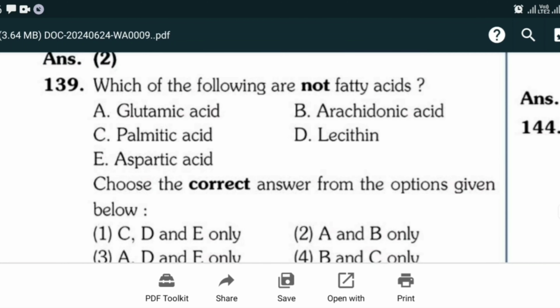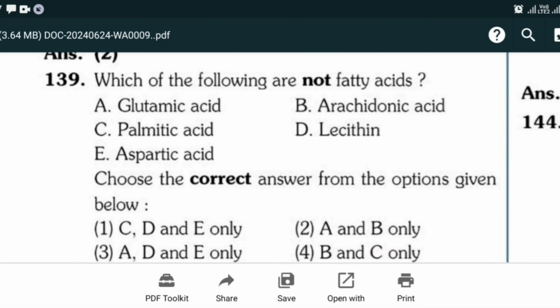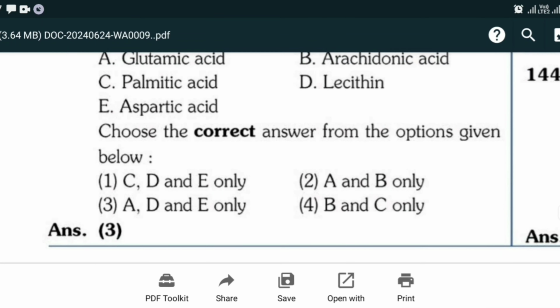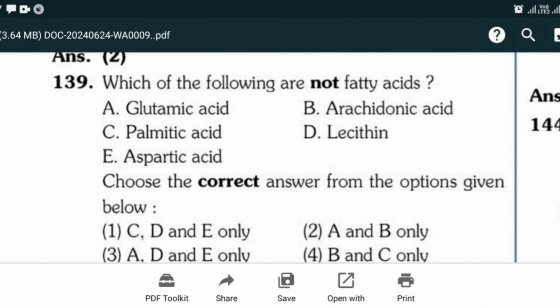So here glutamic acid and aspartic acid are acidic amino acids, then remaining lecithin is a lipid, and the remaining two, arachidonic and palmitic acids, are actual fatty acids. So except these two, B and C, the remaining all are not fatty acids. So the option is third option, A, D and E.